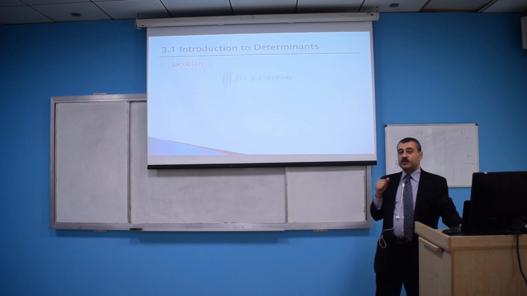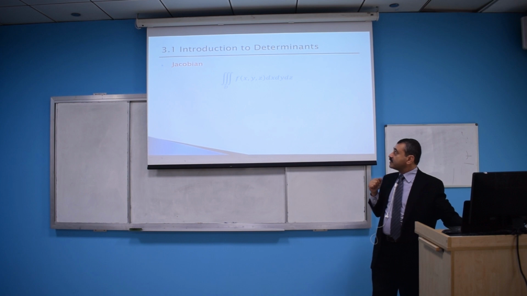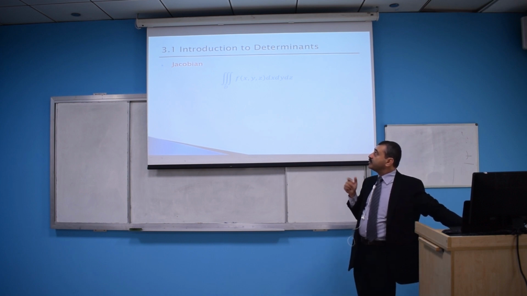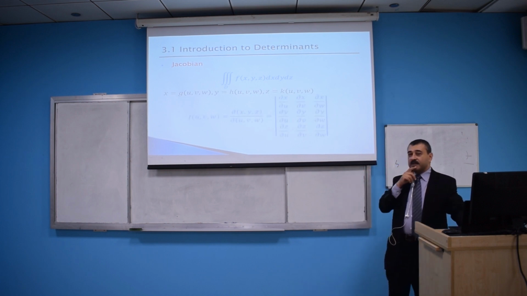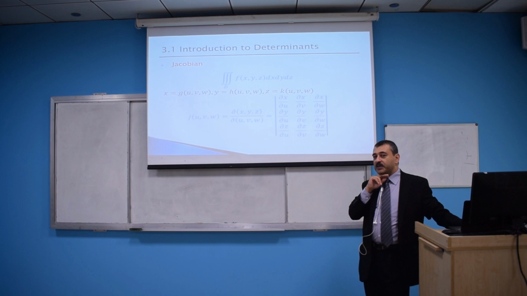If you want to do substitution in several variables, if you remember, if you substitute x, y, and z as functions of u, v, and w, you do some transformation, and you get what is called the Jacobian. And it was something like this, if you remember, in multiple integrals.